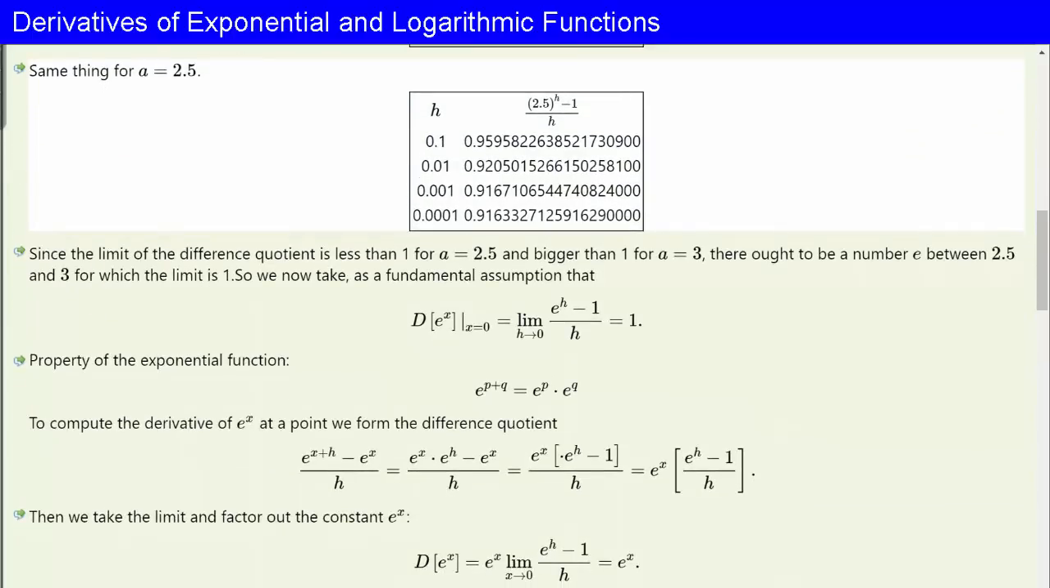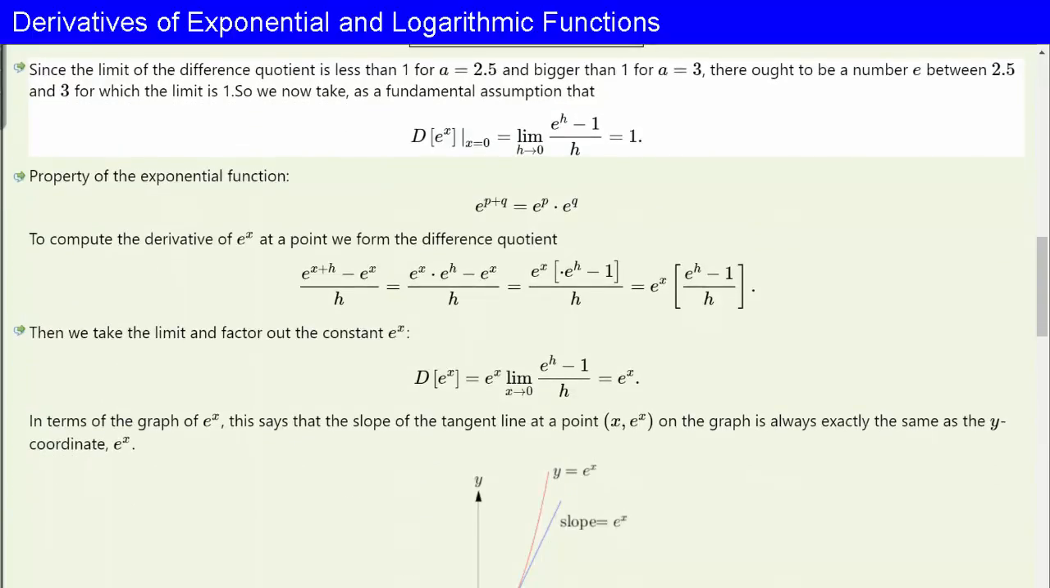We do the same thing for a equal 2.5, and we see that the value of the difference quotient is then consistently less than 1. So it is plausible that for a equal 2.5, the limit is less than or equal to 1. The next assumption is more of a stretch. We assume that there is some sort of intermediate value theorem for these limits.